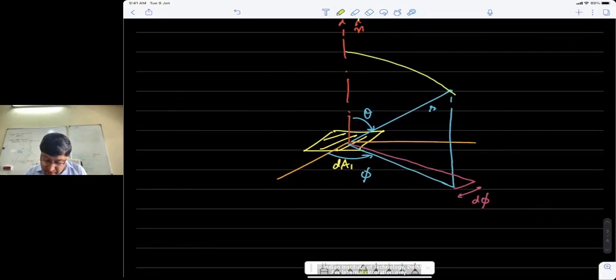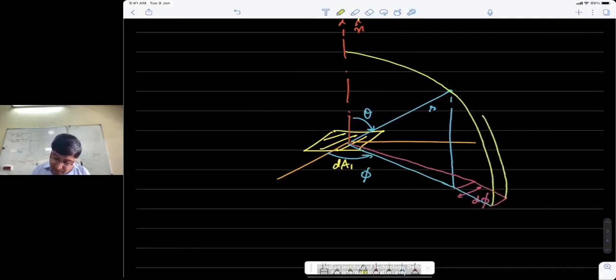Okay, let me draw a slice, and I think I may have messed up here a little bit, but anyway, let me draw a slice which sort of joins here, and let me also draw another slice which goes something like that. So we take a small element of size d phi, and then also a small element in terms of theta.